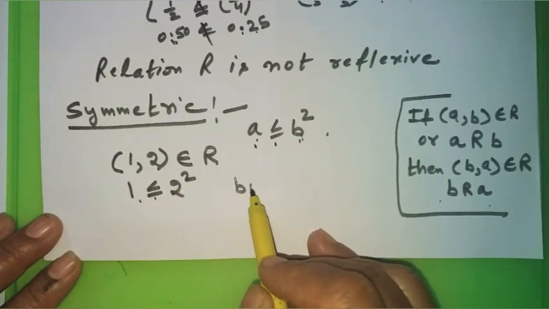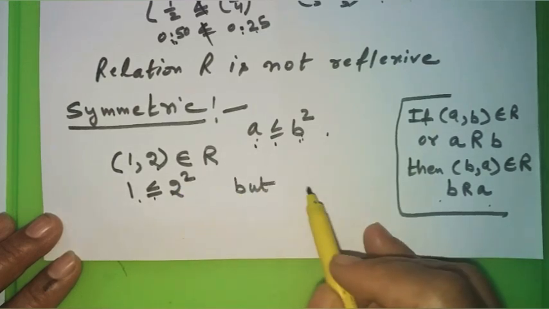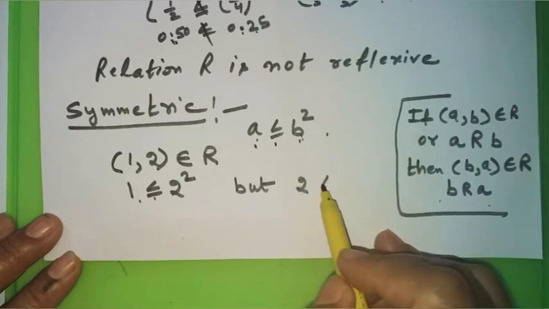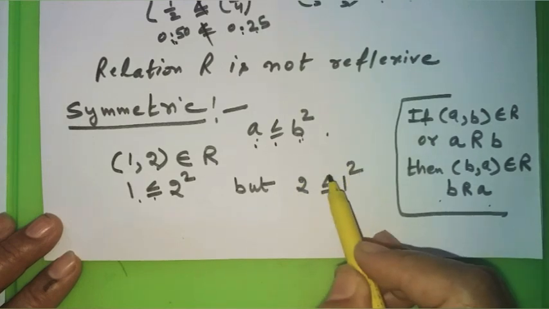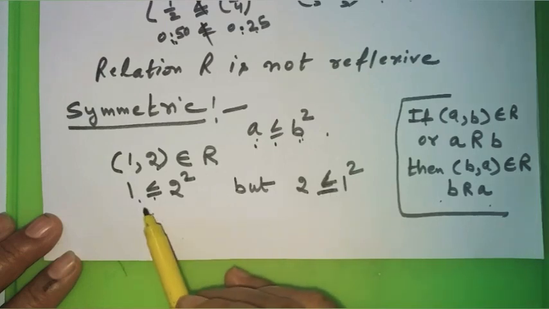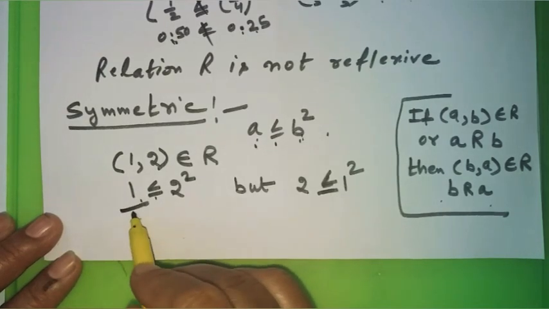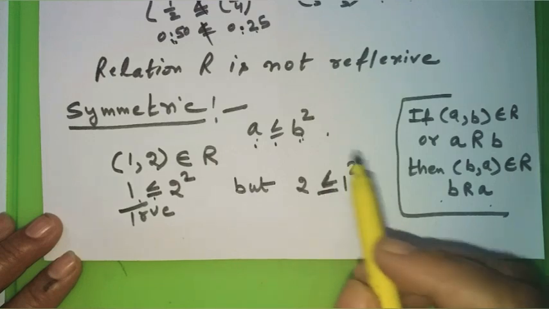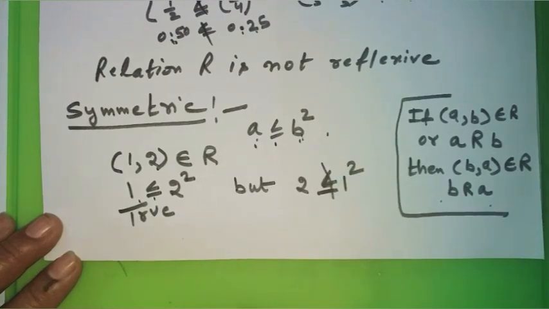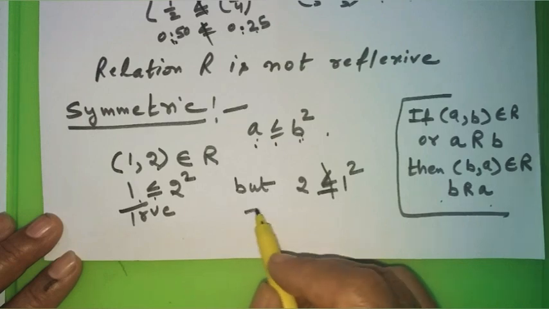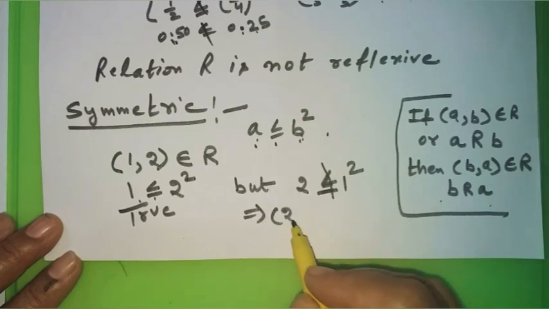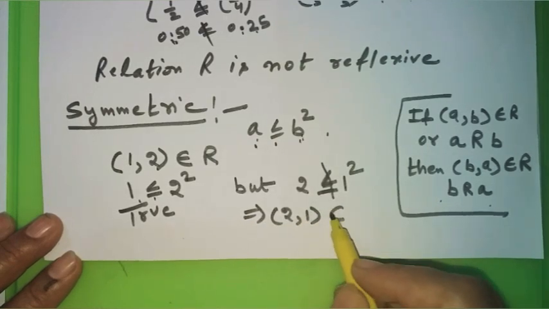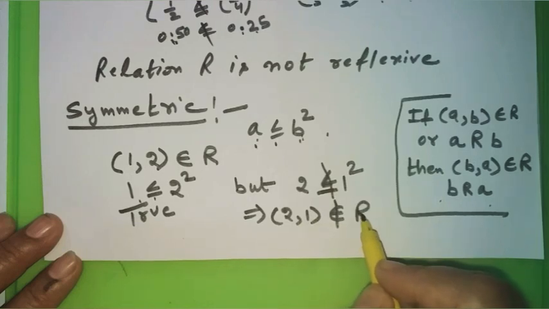But now you tell me, is 2 less than or equal to 1 squared or not? 1 is less than or equal to 2 squared, this is very much true. But 2 is not less than or equal to 1 squared, so this is false. This implies that the reverse ordered pair (2, 1) does not belong to R.